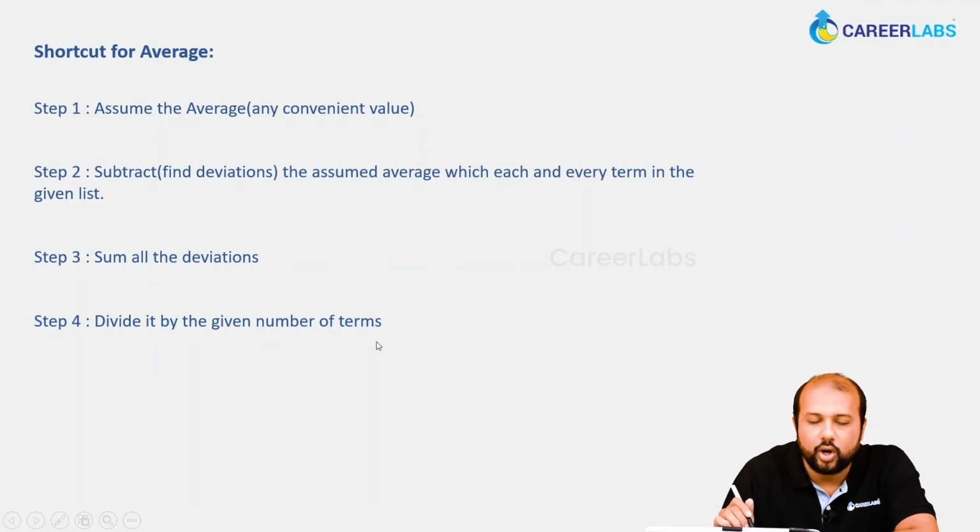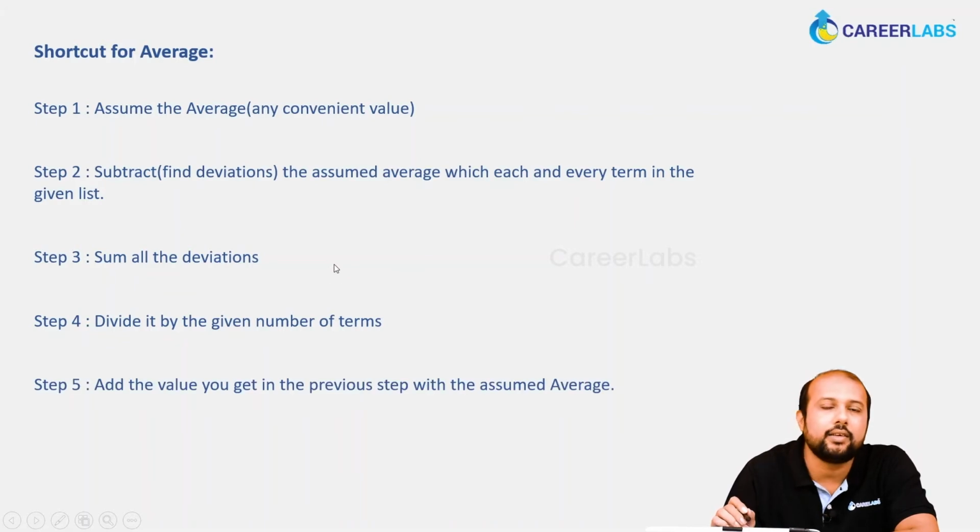Whatever you got after dividing by the number of terms, add that value to the assumed average. If you got a negative value, add it; if you got a positive value, add it. That's all it is. So these are the 5 steps you need to do to use the shortcut. It will be really helpful for you. We'll do one small example to understand this with 3-digit numbers.